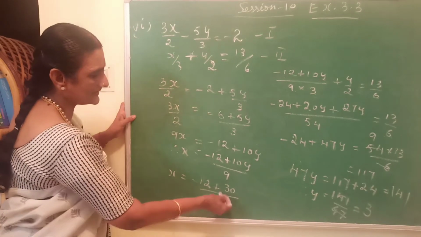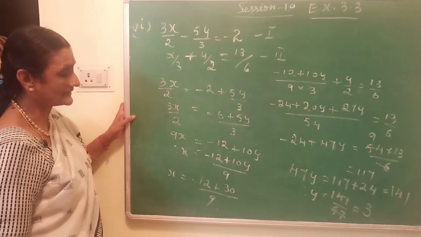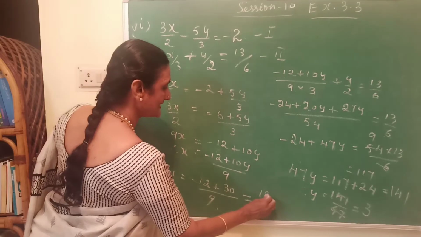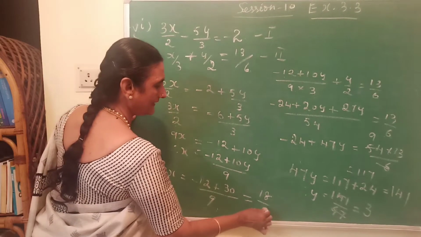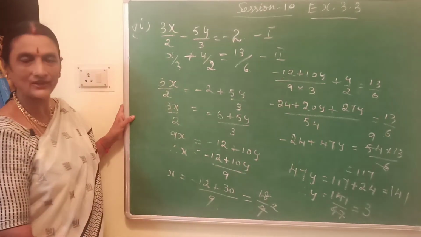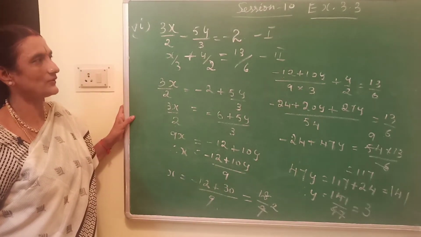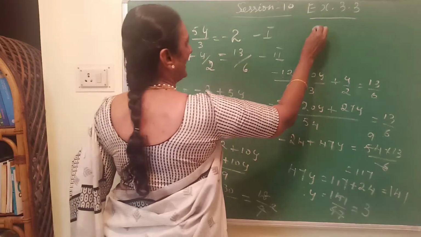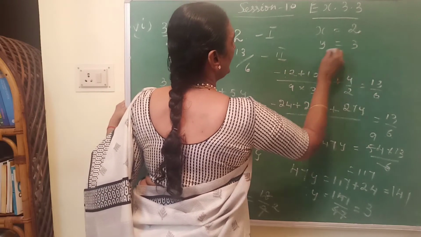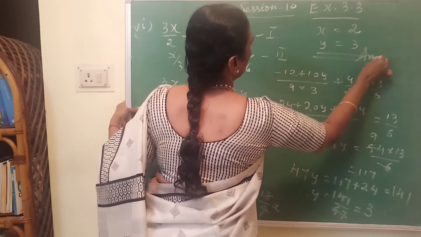So what is this? Minus 30 plus 30, minus 12 will give you, the value is 18, right? 18 by 9 gives you 2. So now tell me what is x is equal to? 2 and y is equal to 3. Therefore I write x is equal to 2 and y is equal to 3 as the solution of this equation.